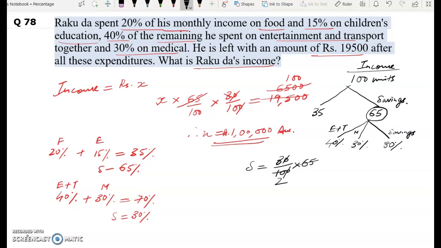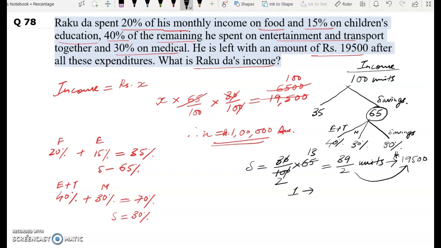5 into 2, 5 into 13. So this will be 13 into 3 is 39 by 2 units. So his saving is 39 by 2 units. But actual saving is how much? He is left with an amount of rupees 19,500. His actual saving is rupees 19,500. So 39 by 2 units represents rupees 19,500.